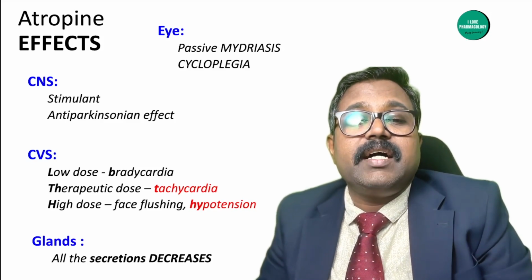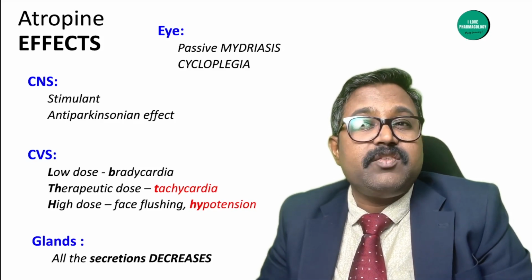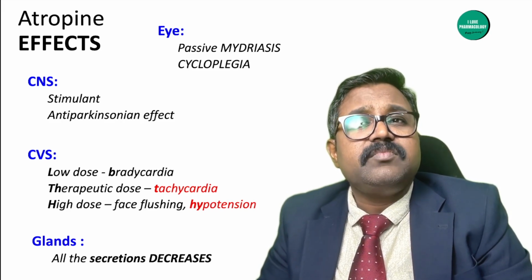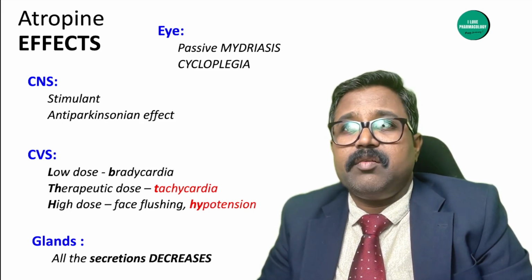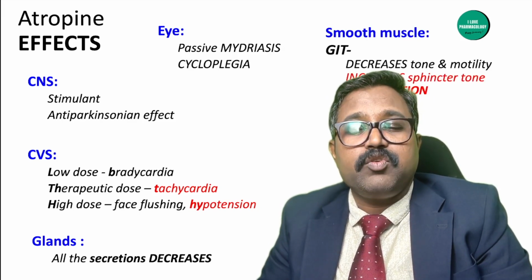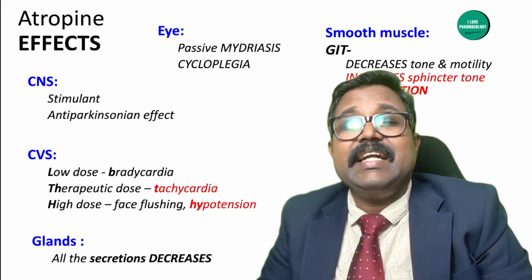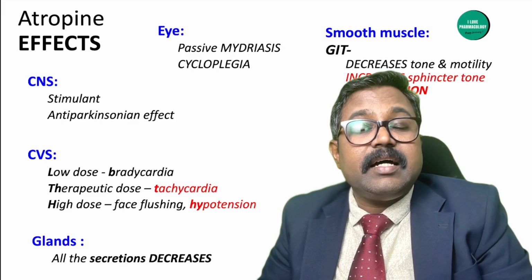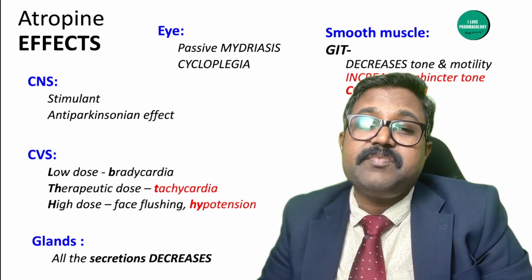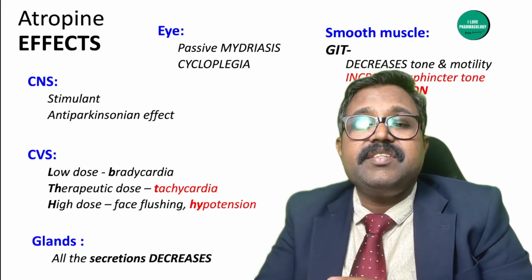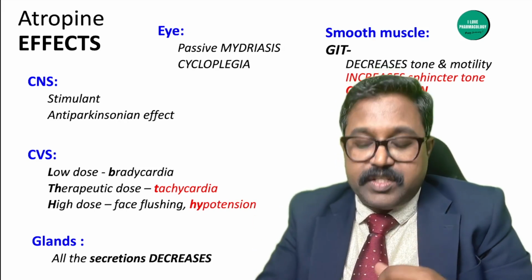What about the eye? It produces passive mydriasis, that is dilatation of the pupil, as well as cycloplegia, where there will be loss of accommodation. What is the effect on the smooth muscle? On the GIT, it decreases the tone and motility, and simultaneously it increases the sphincter tone, which collectively leads to decreased motility, leading to constipation.